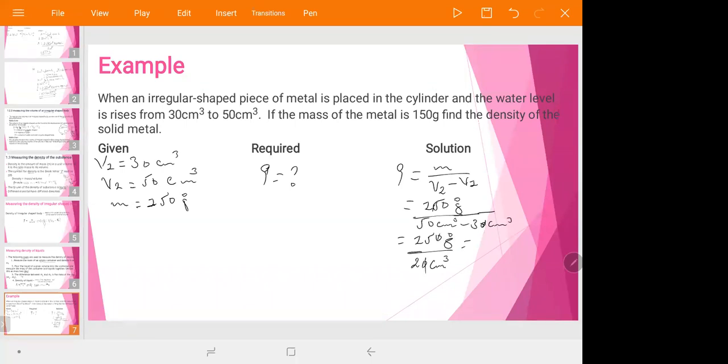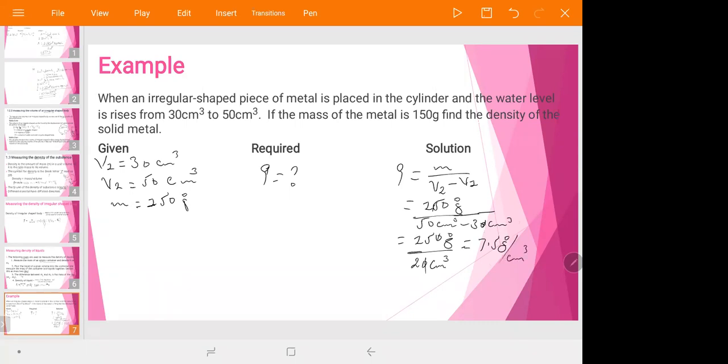When you calculate a mathematical expression, you must use the simple way. For example, instead of dividing 150 by 20, the simple one is 15 divided by 2. Everywhere try to simplify a number. When such an equation is given, try to simplify it. 15 divided by 2 is 7.5. What about its units? Gram per centimeter cube.